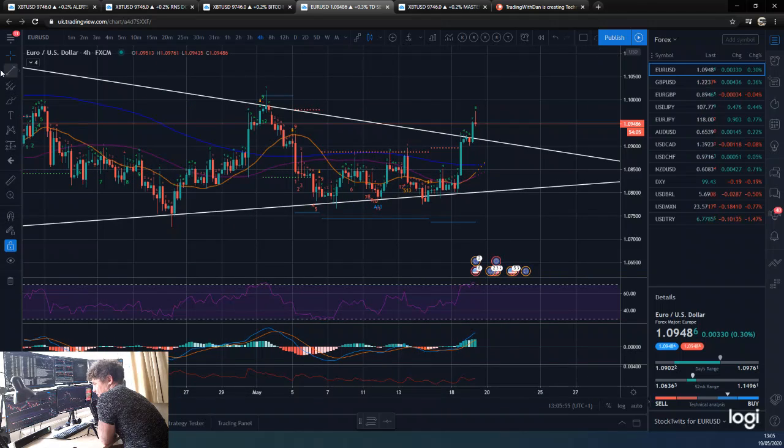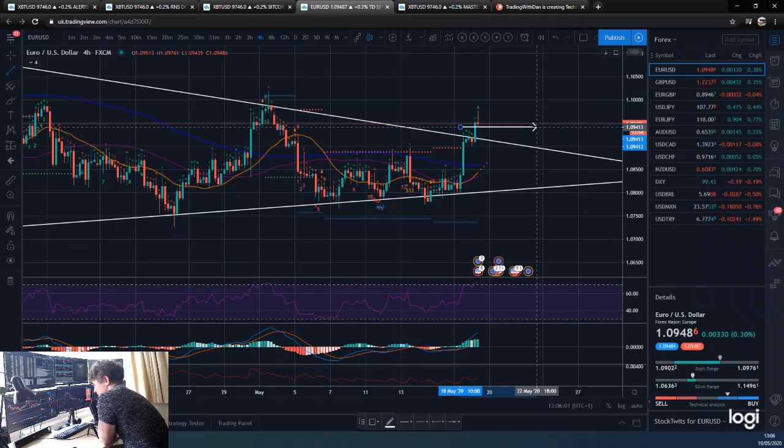So this is the 4 hour chart. We'll actually put a little trend line in. I'll probably put it down here really, and we'll just get rid of the arrow.